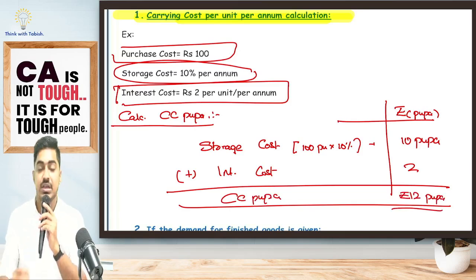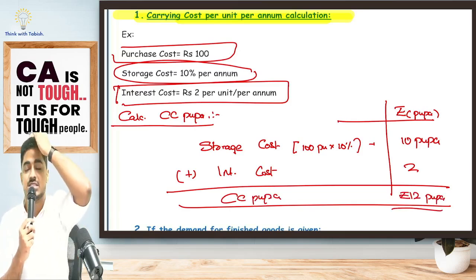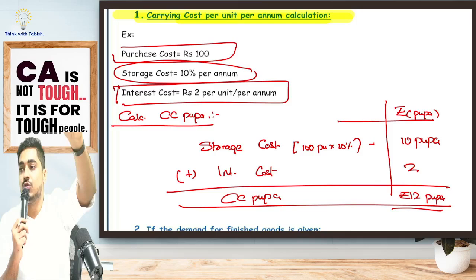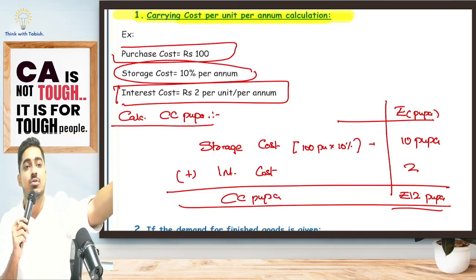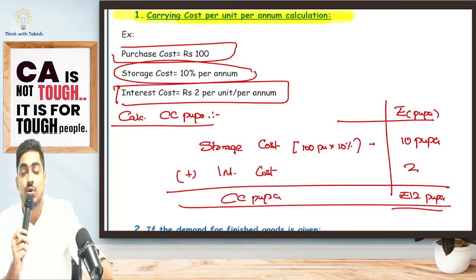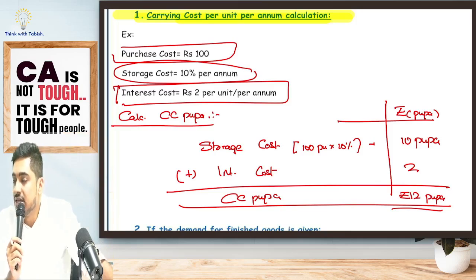Is this clear, everyone? Simple point being: if a percentage is given, you will put it on purchase price. If an amount is given directly, you will add it. End of the story. No need to worry. Is this clear, everyone? Maja is coming.